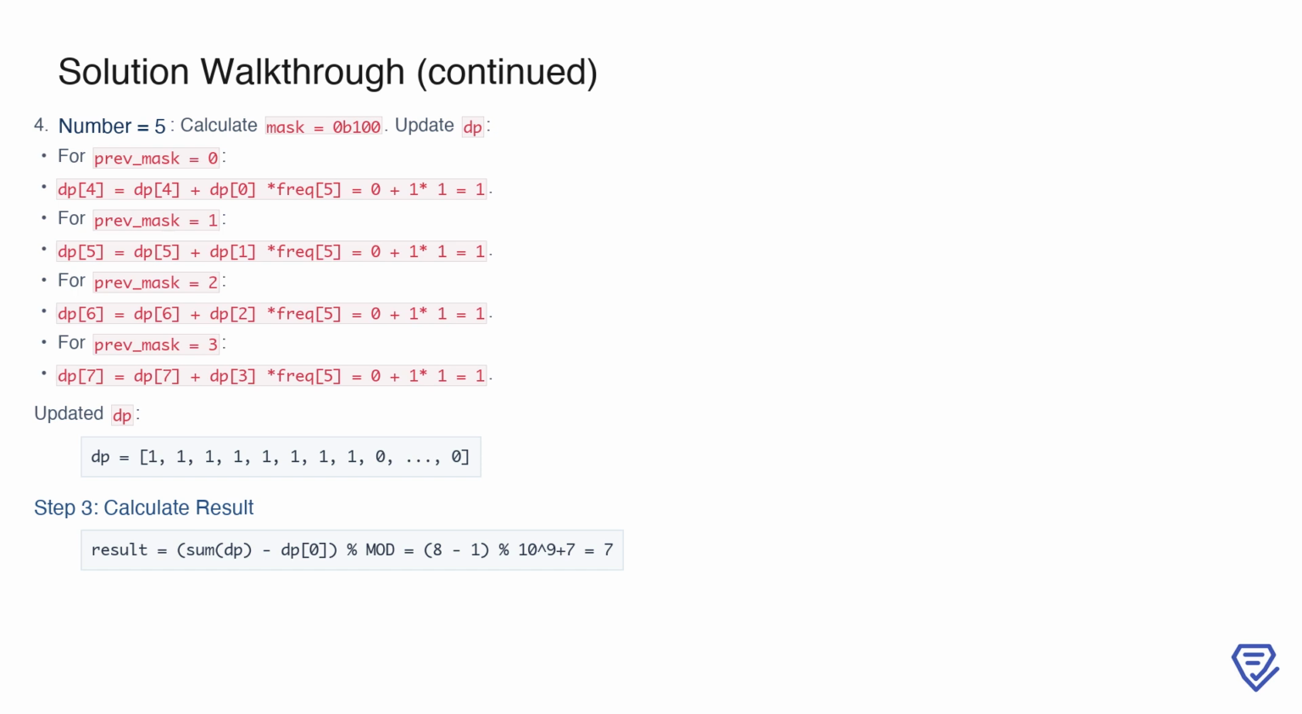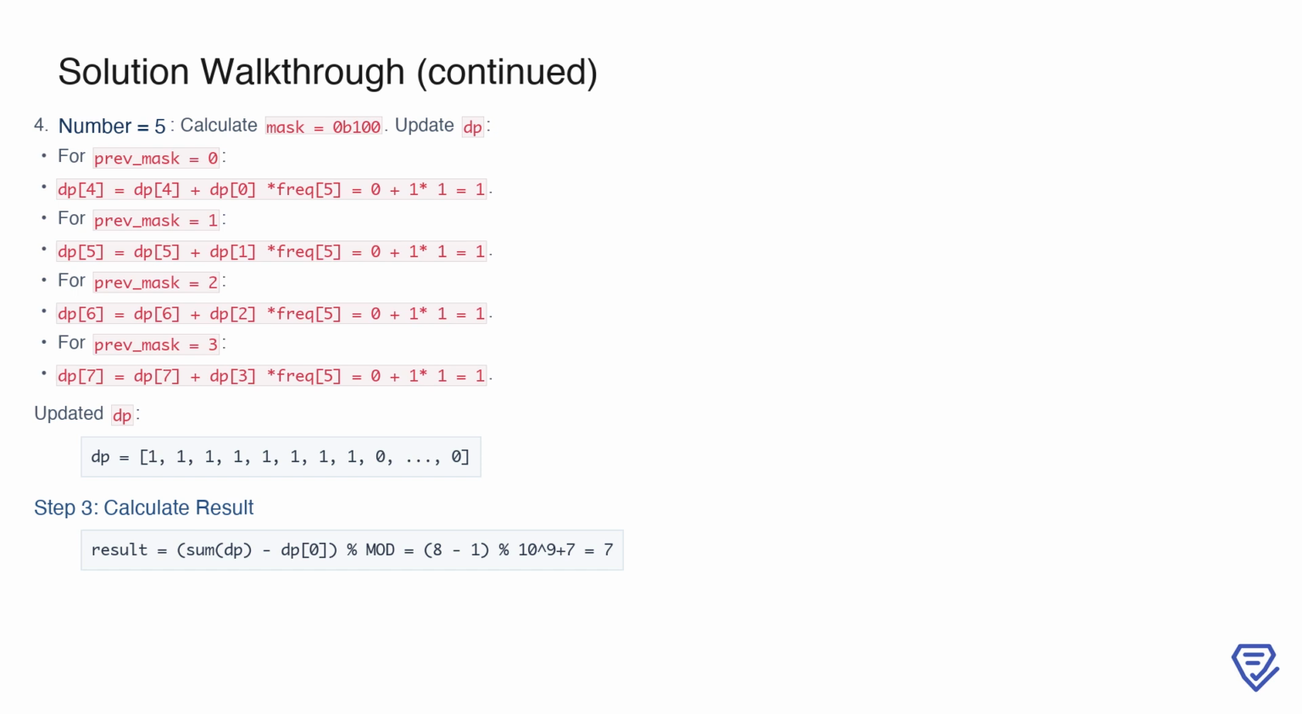For prev_mask equals 1, we calculate dp[5] = dp[5] + dp[1] * frequency[5] = 0 + 1 * 1 = 1. For prev_mask equals 2, we calculate dp[6] = dp[6] + dp[2] * frequency[5] = 0 + 1 * 1 = 1.